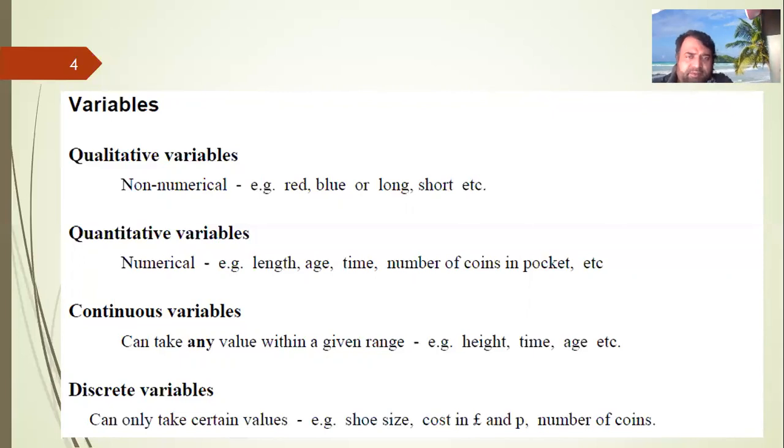So we see here that red, blue, green, or any kind of name can also be data. That means data can be non-numerical. These kinds of data are called qualitative data or qualitative variables. Quantitative variables or quantitative data, what is that? That is, for example, length. Length always has numerical values, say 5 feet, 5 centimeters, 10 centimeters, 12 centimeters. Age, so 10 years, 20 years, 40 years, or time, that is seconds or hours. These are all numerical values.